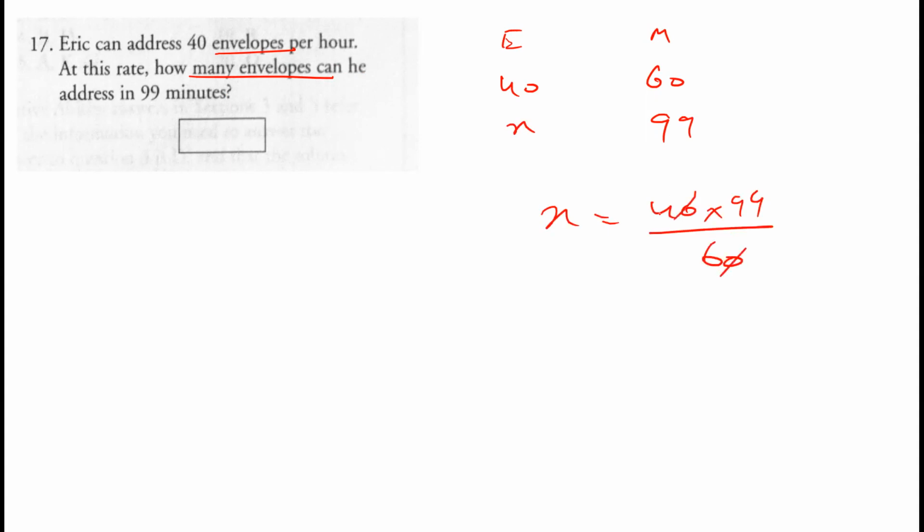Eric can address 40 envelopes per hour. So 40 envelopes can be done in 60 minutes. At this rate, how many envelopes can he address in 99 minutes? So envelopes and minutes, this would be X. So X equals 40 into 99 divided by 60. There is a slight mistake.